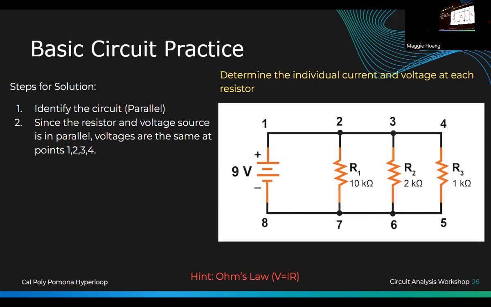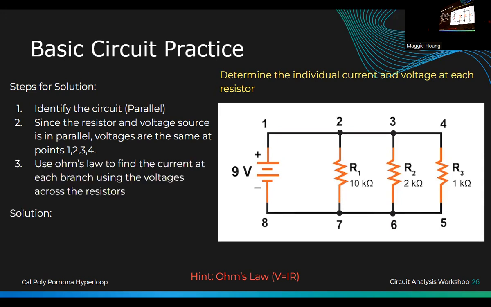Oh, there you go. Since they're all the same, they're in parallel, the 9 volts. And then you're finding each with Ohm's law, and those are the solutions over there. So if you just do the math, that's what you get, right? Yes. How did you do the math? I used Ohm's law. All right. Any questions before I simulate this?